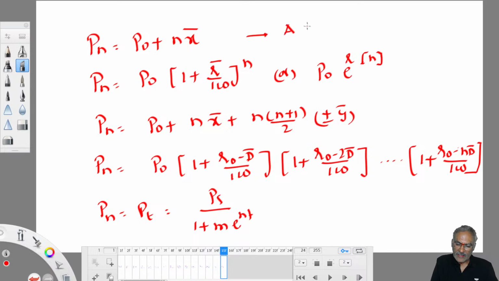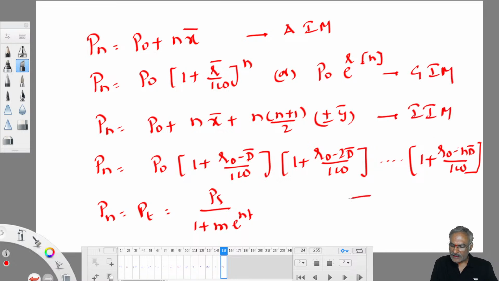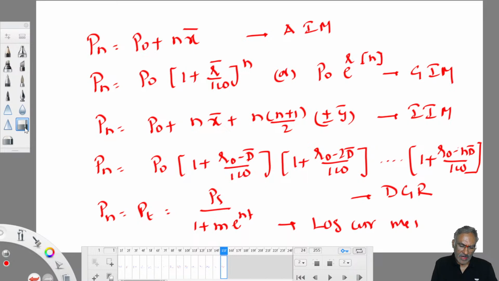This is the decreasing growth rate method. This is the arithmetic increase method. This is the geometric increase method. This is the incremental increase method. This is the decreasing growth rate method. This is the logistic curve method. That's all. You have to remember all these formulae, the finally consolidated formulae. So you have to prepare notes on your own, taking all these important formulae.